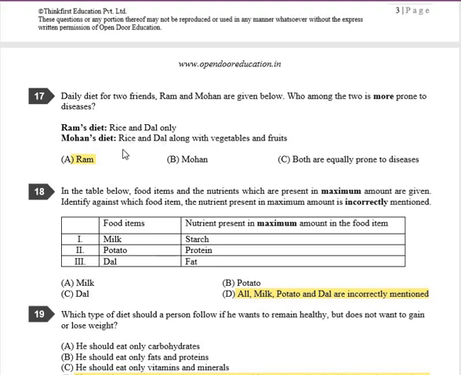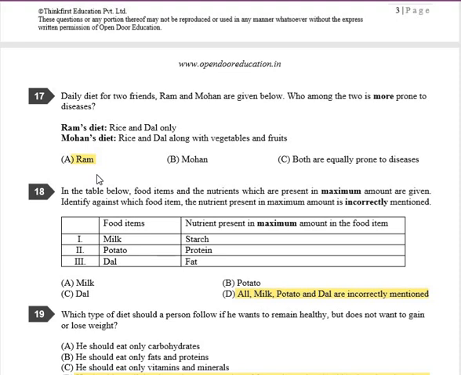While Mohan's diet is rice and dal along with vegetables and fruit. As we know, from rice he can get carbohydrate, from dal he can get protein, while from vegetables and fruit he is able to get all other nutrients like vitamins, minerals and roughage. So it is asking who among the two is more prone to disease, meaning who has more chances of disease. The answer will be Ram, because he is taking only carbohydrate and protein, not other nutrients. So the answer will be A, that is Ram.